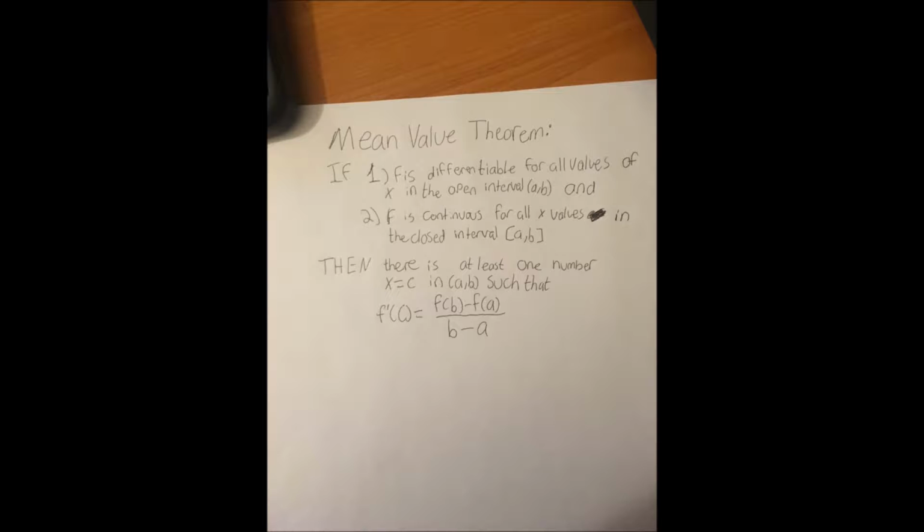For the mean value theorem, there are two conditions that must be met. The first one is that f is differentiable for all values of x in the open interval (a, b). The second is that f is continuous for all x values in the closed interval [a, b]. If both of these conditions are met, then there's at least one number x equal to c in (a, b) such that f prime of c is equal to f of b minus f of a divided by b minus a.